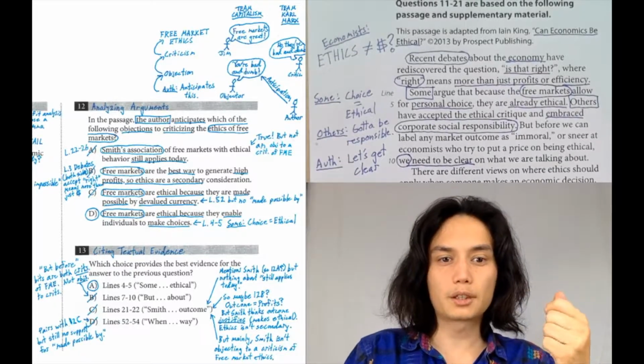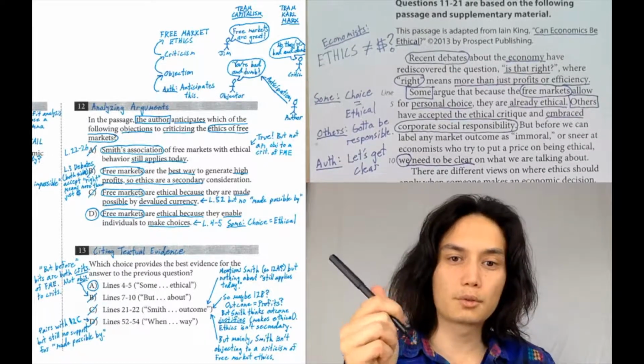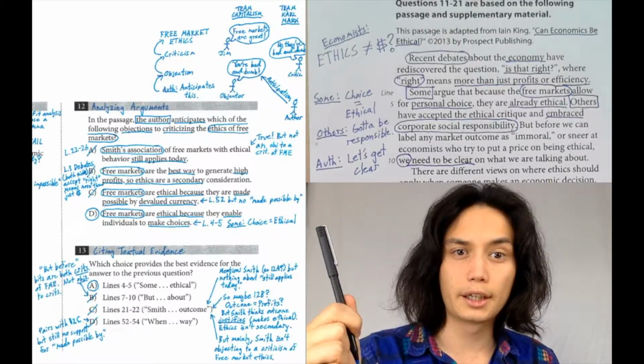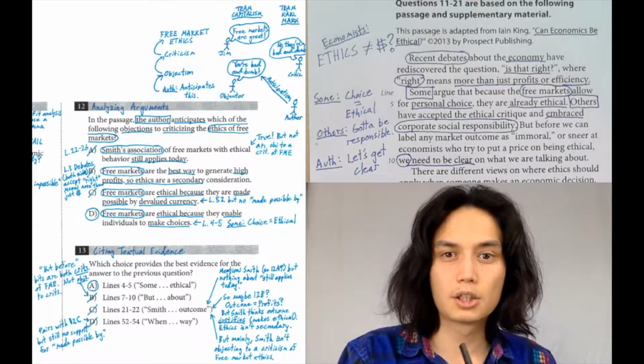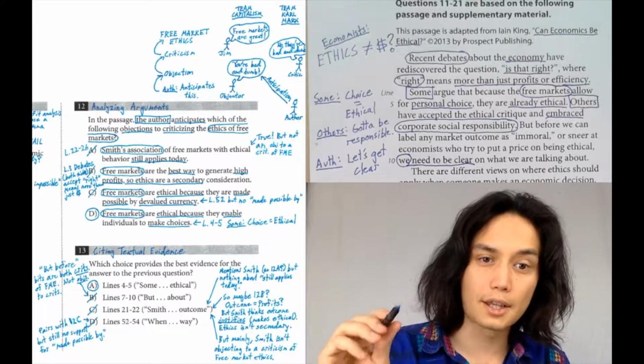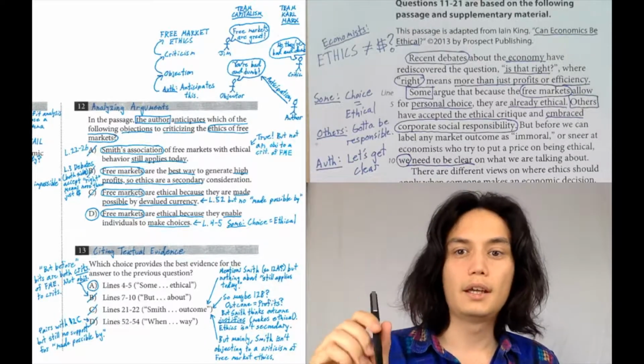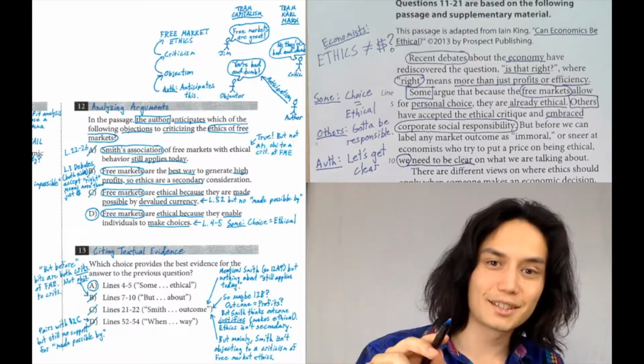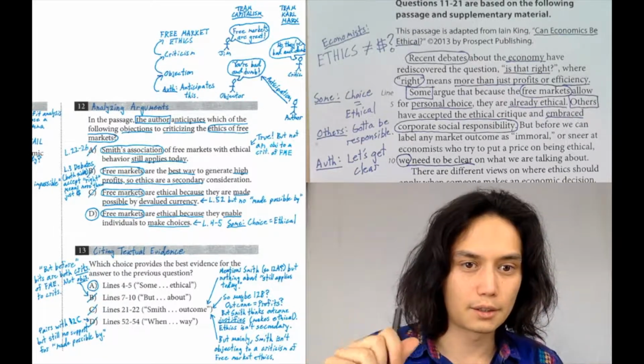So there's a sort of perfect one-for-one match here, both in terms of the wording of the purported claim and the claim that actually shows up in the passage. And the claim also plays the exact right argumentative role. It's an objection that the author anticipates to a criticism of the ethics of free markets.